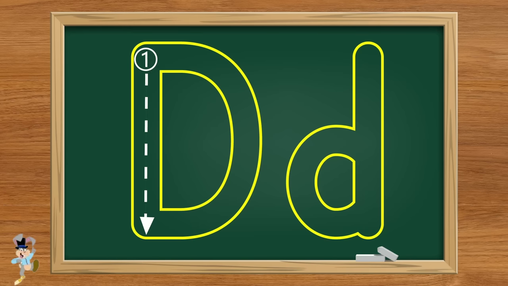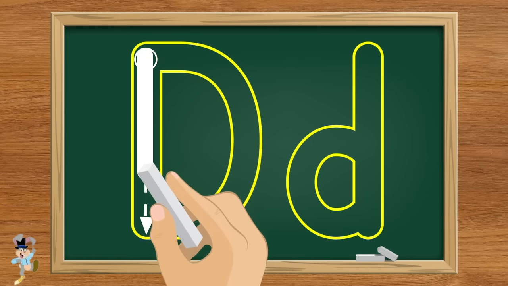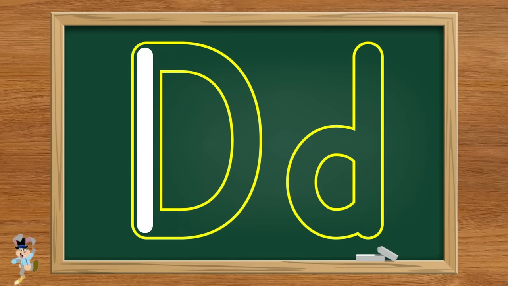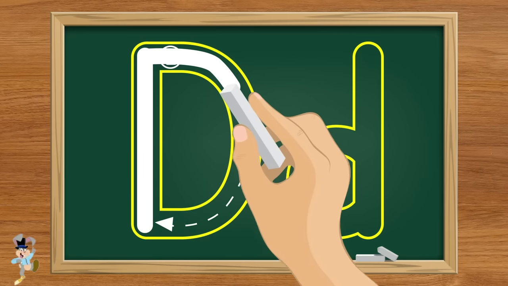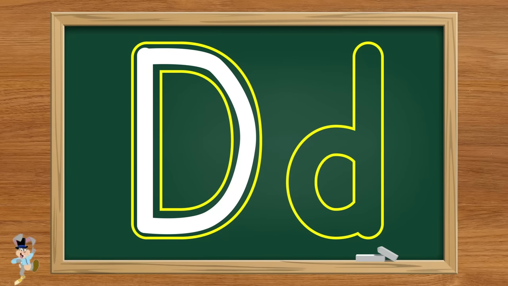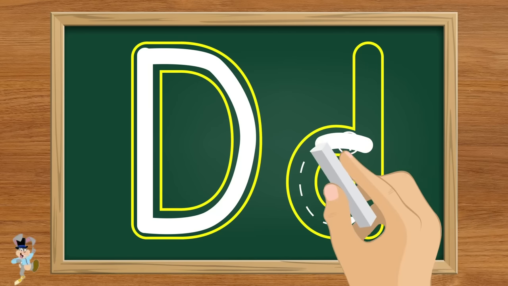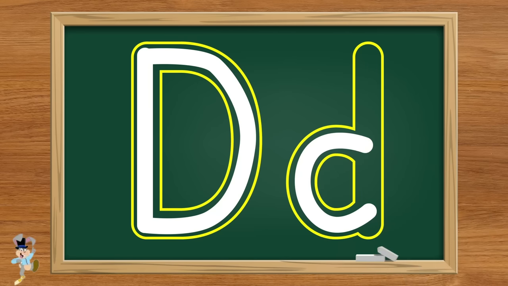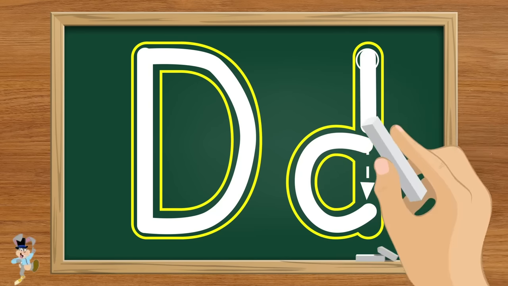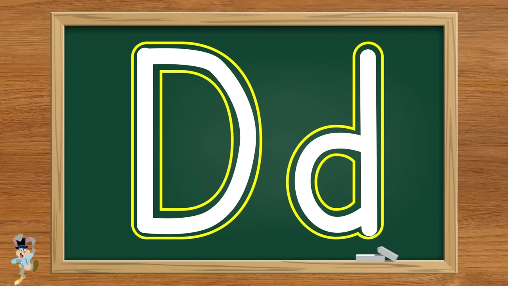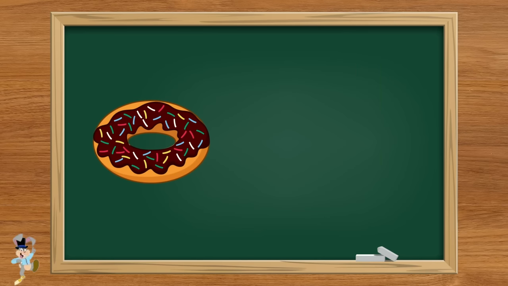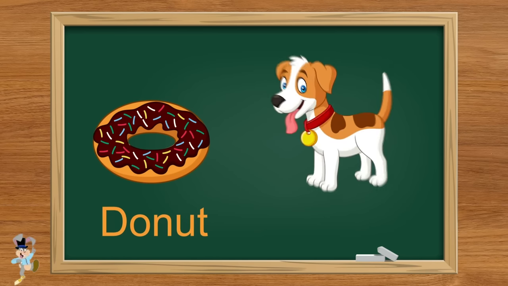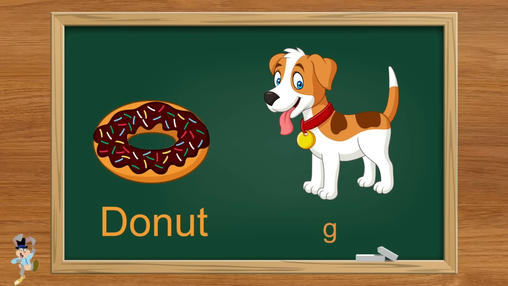Let's learn how to write the letter D. D is for donut. Dog.